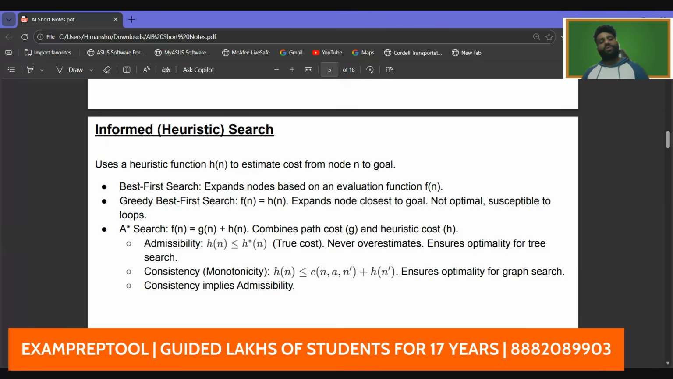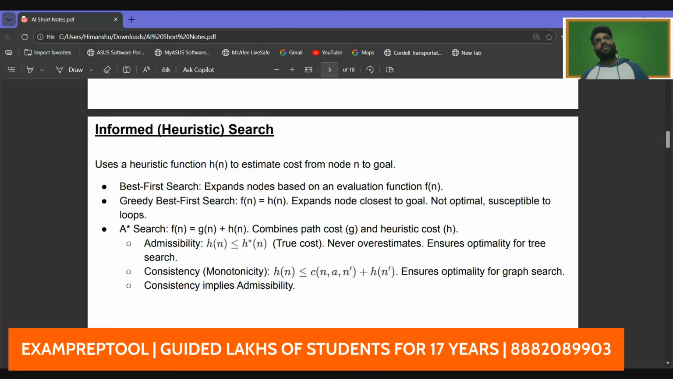Okay. So it combines the path cost until now and the heuristic cost, which is the estimated cost. Now two important terminologies come up: admissibility and consistency. What is admissibility? We are using a heuristic function.